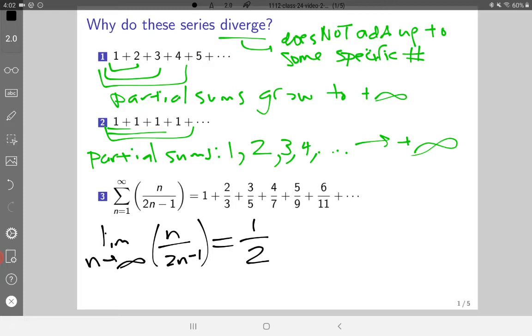You could divide top and bottom by n here and see that this part's going to go to 0. Or you can do L'Hopital's rule once, or just look at a graph, whatever you can do to convince yourself that this limit is correct. I hope you can see that.